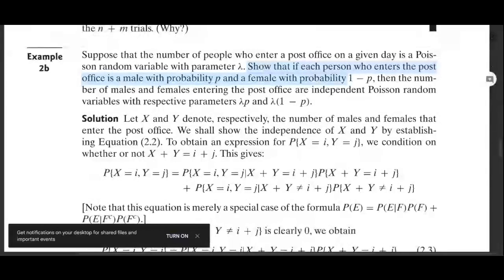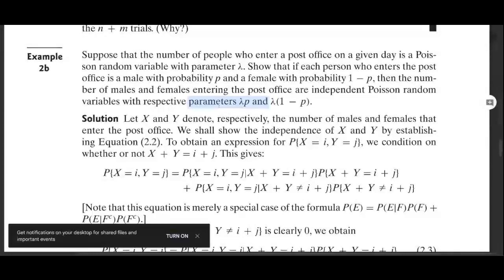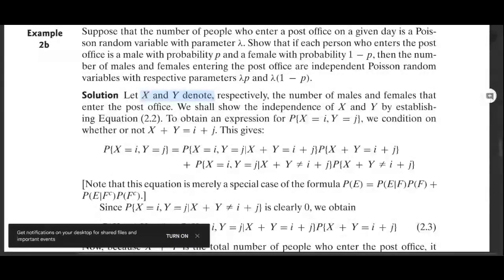If the probability for male is p and for female 1 minus p, then the numbers of males and females are Poisson random variables with parameter lambda p for males and lambda 1 minus p for females. So let X, Y denote the number of males and females. We shall show the independence of X and Y by showing the equation holds. To obtain the expression for P of X equals i, Y equals j, we condition on whether or not X plus Y equals i plus j.